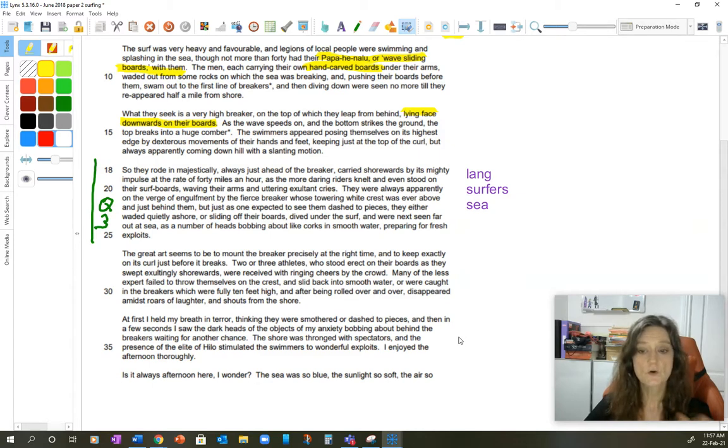The shore was thronged with spectators, and the presence of the elite of Hilo stimulated the swimmers to wonderful exploits. I enjoyed the afternoon thoroughly.